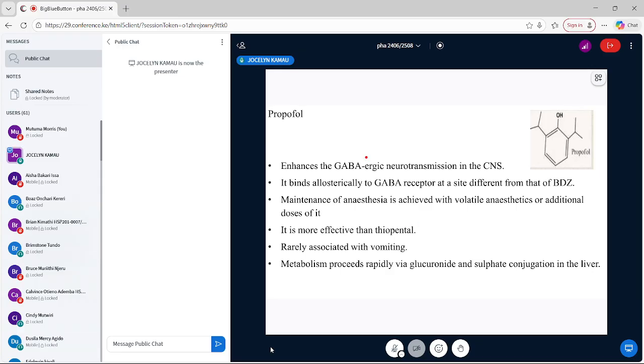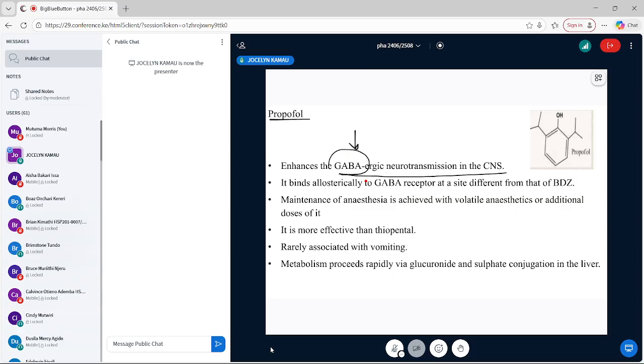We go to the next one, which is the intravenous. Under the intravenous, we mentioned propofol, we mentioned ketamine, and we mentioned the barbiturate. So we will discuss propofol, ketamine, and the barbiturate. So propofol, its mode of action, it enhances the GABAergic neurotransmission in the CNS. Remember GABA, gamma aminobutyric acid, it's the main inhibitory neurotransmitter. So when propofol enhances that neurotransmission, it will bring about depression.